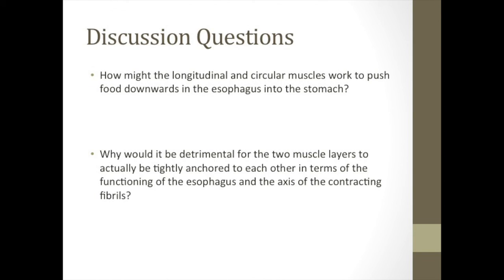The second question I'm asking is, why would it be detrimental for the two muscle layers to actually be tightly anchored to each other in terms of the function of the esophagus and the axis of the contracting fibrils? Remember, the axis of the contracting fibrils of the circular muscles are in a ring, while in the longitudinal muscles they're actually up and down in a line.